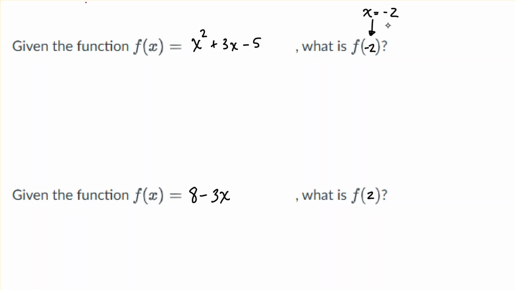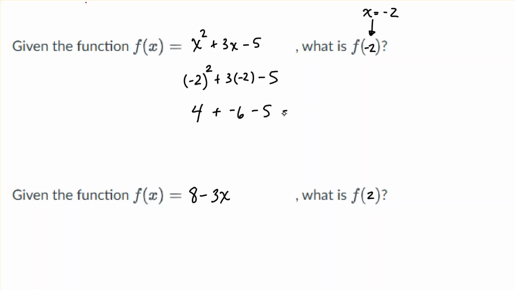And whenever your input is negative, I really encourage you to keep the input in parentheses as you substitute it in the equation to make sure everything gets distributed or exponents get dealt with correctly. Now, -2 squared, if you do in your calculator parentheses -2 close parentheses square or -2 times -2, you'll get the correct answer of 4. If you got -4, then you've typed it into your calculator wrong. 3 times -2 is -6 minus 5.